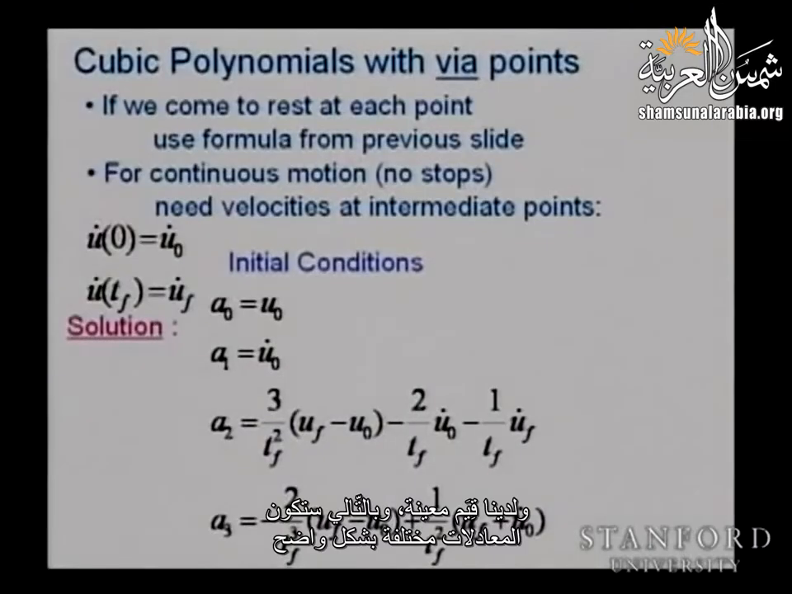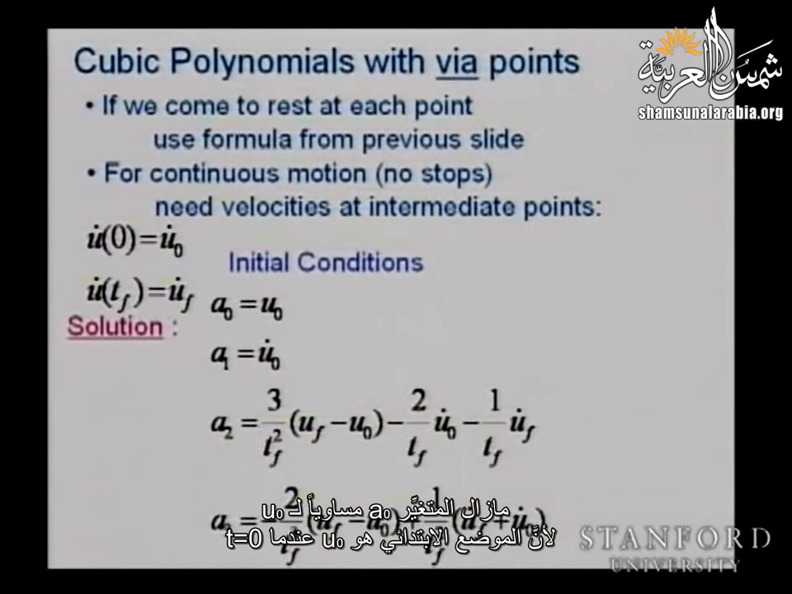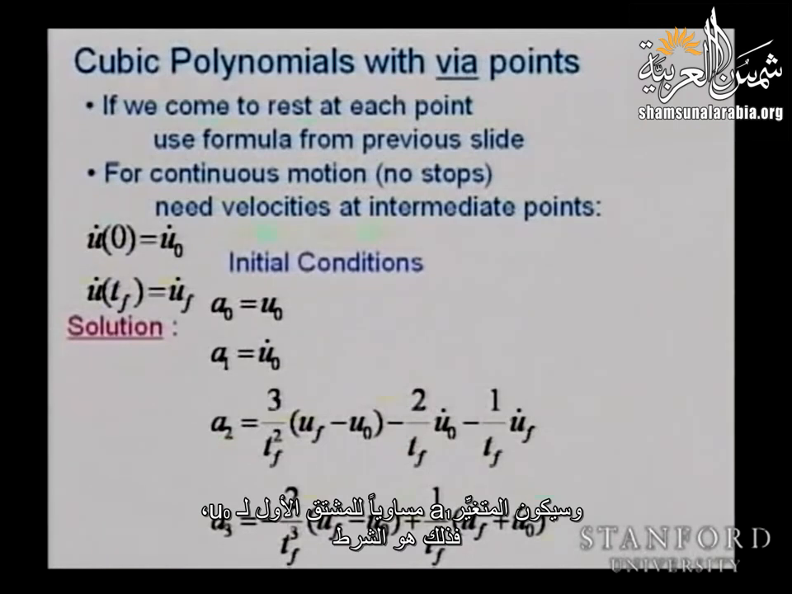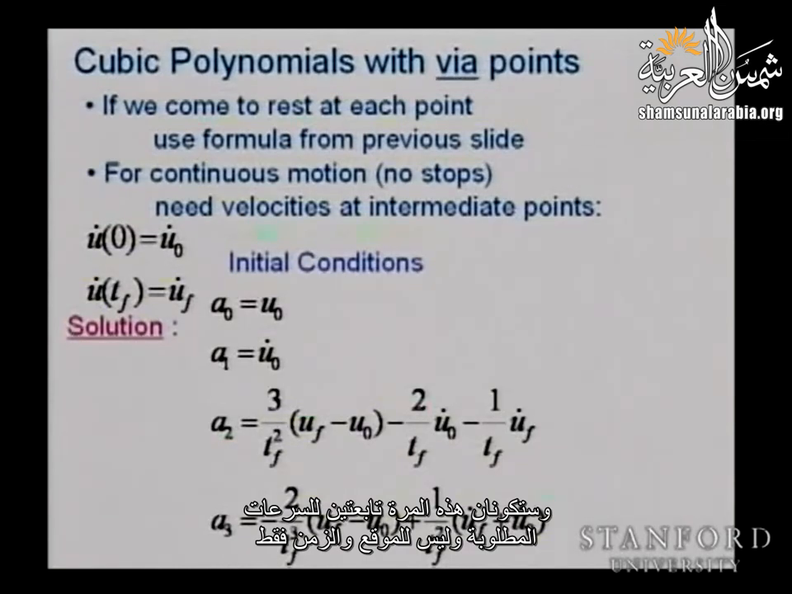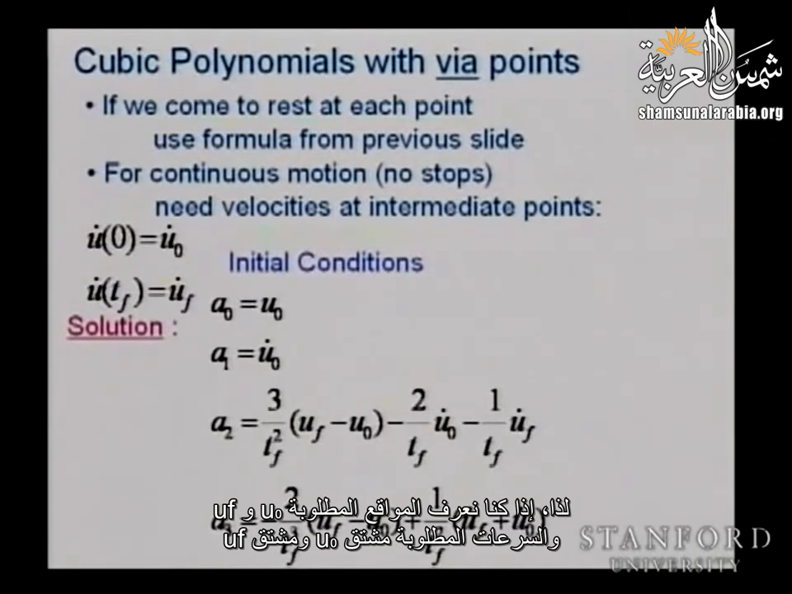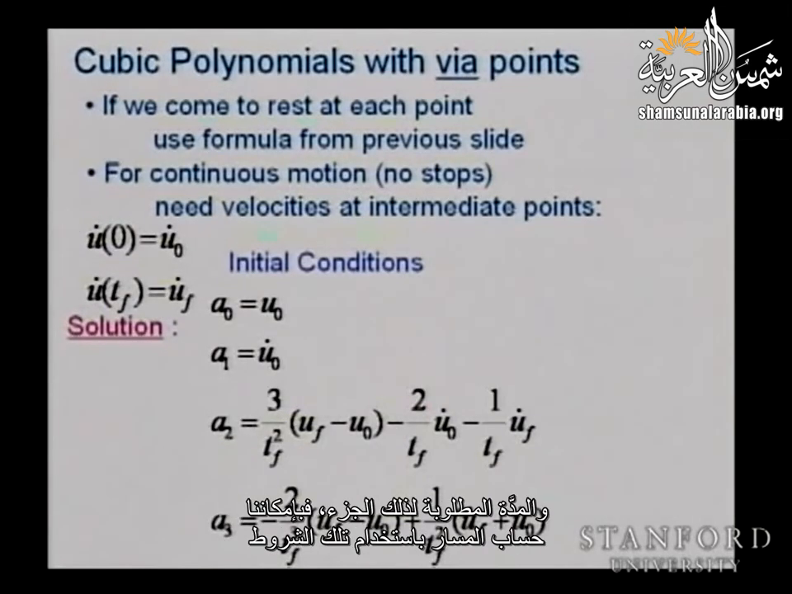So we have different initial conditions. We have certain values. And now, obviously, the formulas are going to be different. A sub 0 is still U sub 0, because from t0 we start at U sub 0, the initial point. A sub 1 now is going to be U sub 0 dot, because that's the condition. And then for A2 and A3, we again have two equations with two unknowns, and they will be functions this time not only of the positions and the time, but also of the target velocities. Okay? So if we know the target positions, U sub 0, U sub f, the target velocities, U sub 0 dot, U sub f dot, and the target duration for that segment, we can compute the trajectory given those conditions.